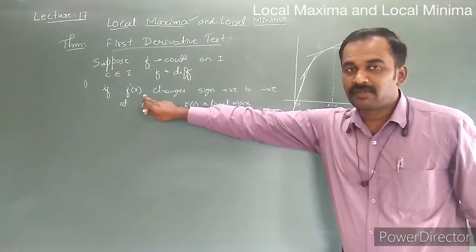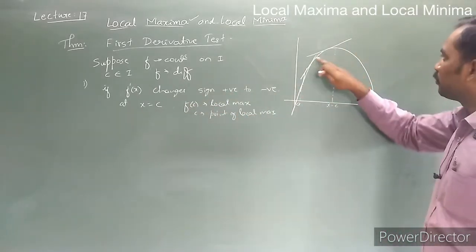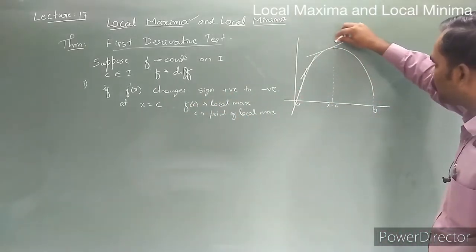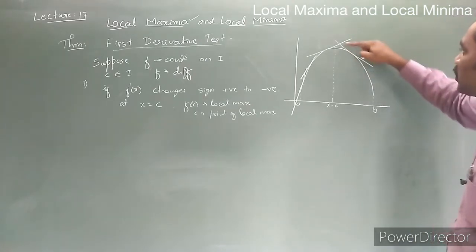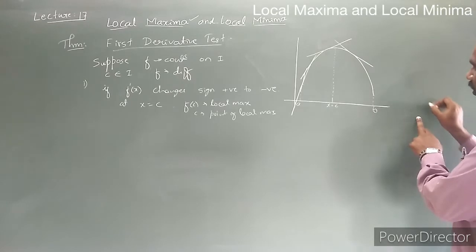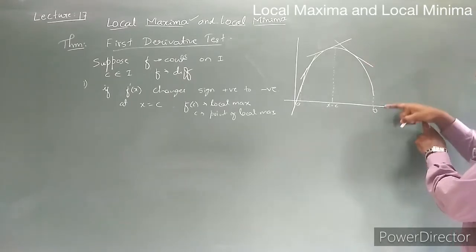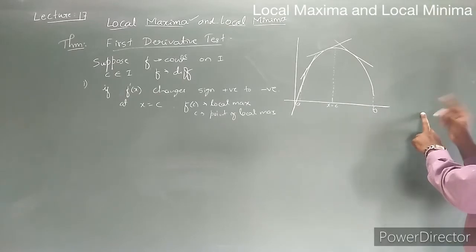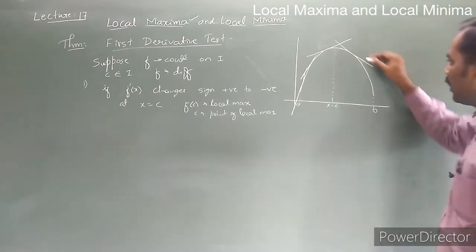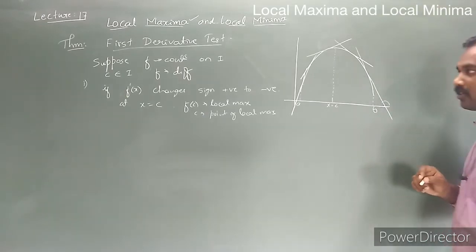F dash of x changes the sign from positive to negative at this point. If I draw a tangent, what is the slope of the tangent? We cut the x-axis here. The angle between the tangent and the x-axis is an obtuse angle, so it is a negative slope. And here, it has a negative slope. Obtuse angle. Are you clear?